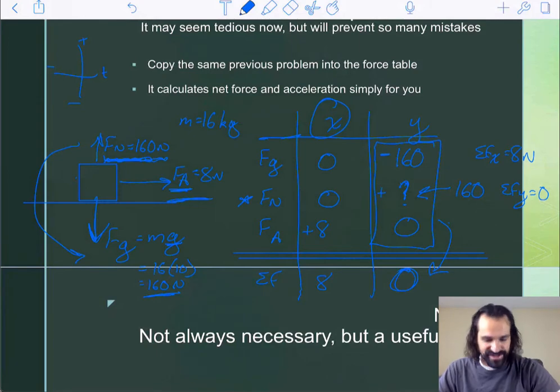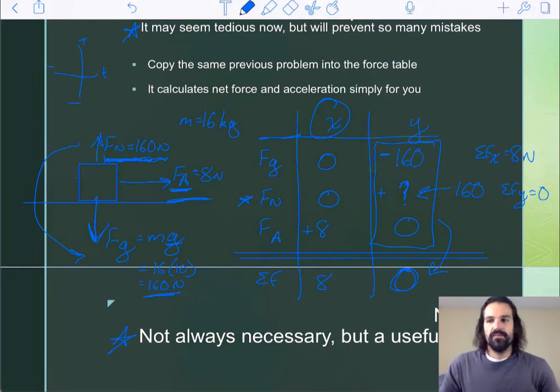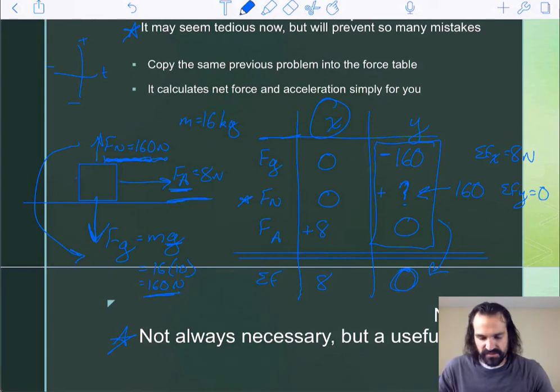And I know, I have it written here and I have it written up at the top too. This probably feels tedious for simpler problems like that. I get it, but it will help you with more complex problems.